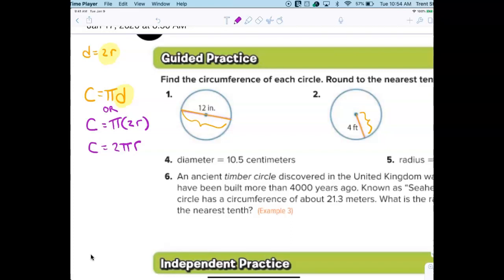Do you have a pi button on your calculator? So hit the pi button on your calculator. What is it? 3.1415926... 54. Yeah, there you go. It just keeps going. Okay, so pi is called an irrational number. There's no way to make it a fraction. So that's the decimal approximation.